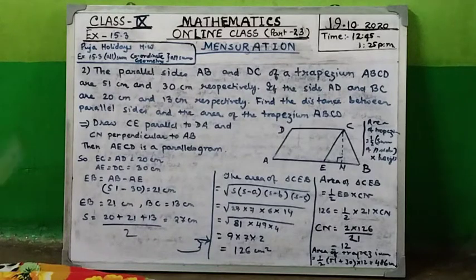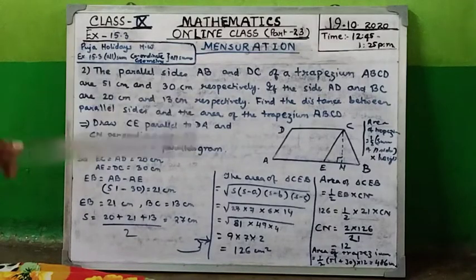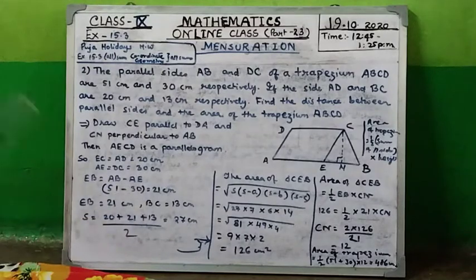So what you have to do, you have to draw some extension lines. What you have to draw? You draw CE, this line. CE is parallel to AD or DA. And CN, that is a perpendicular line to AB. So CN will represent the height. Alright. So then AE.